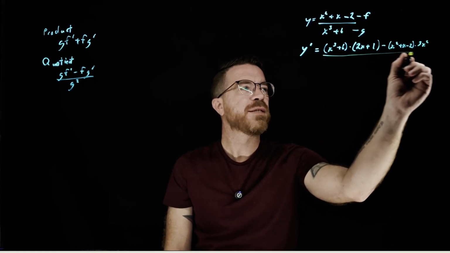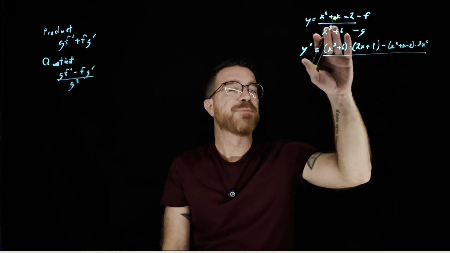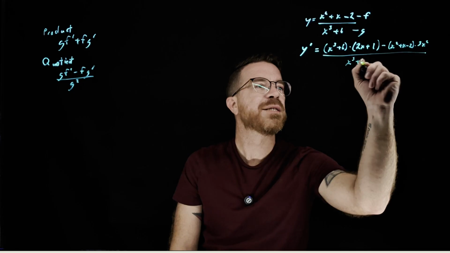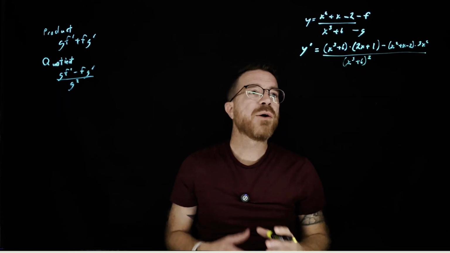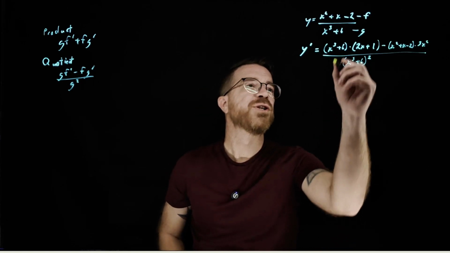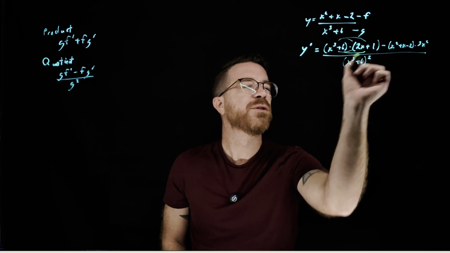And then all of this is divided by g squared, which means that we're going to take this bottom term, x cubed plus 6, and we're going to square the entire thing. So now let's see what we can do to simplify this. The first thing I'm going to do is FOIL out these first two terms.